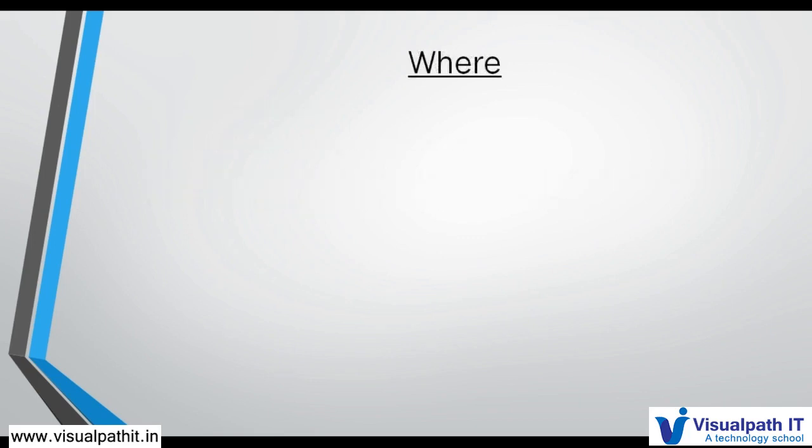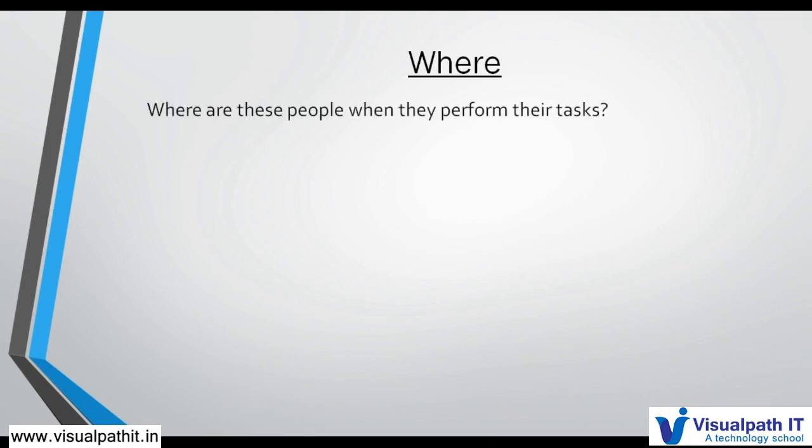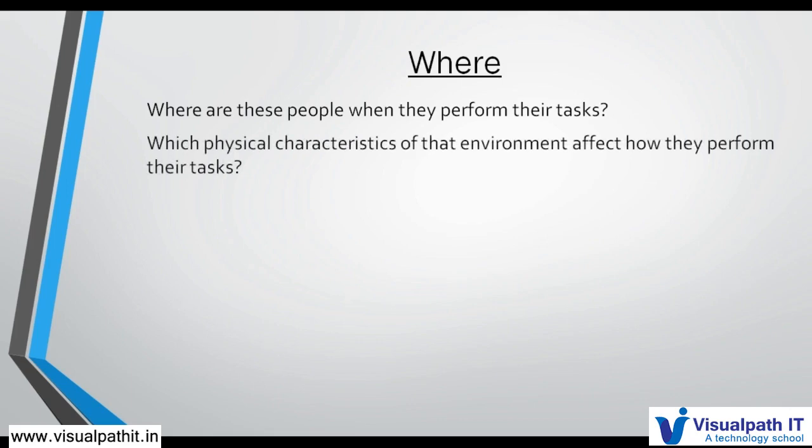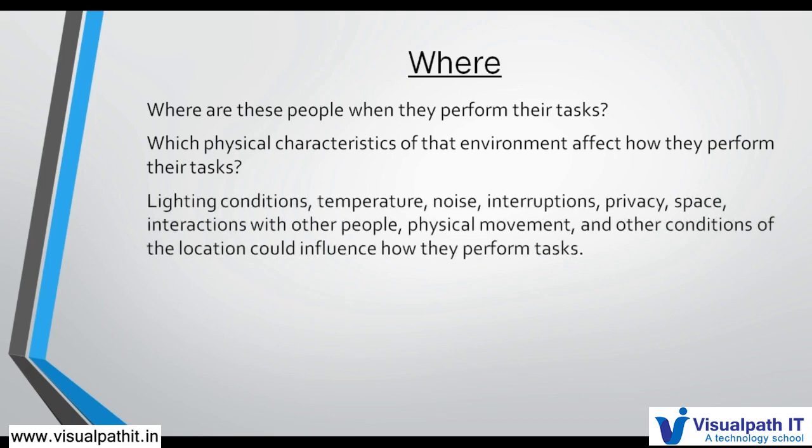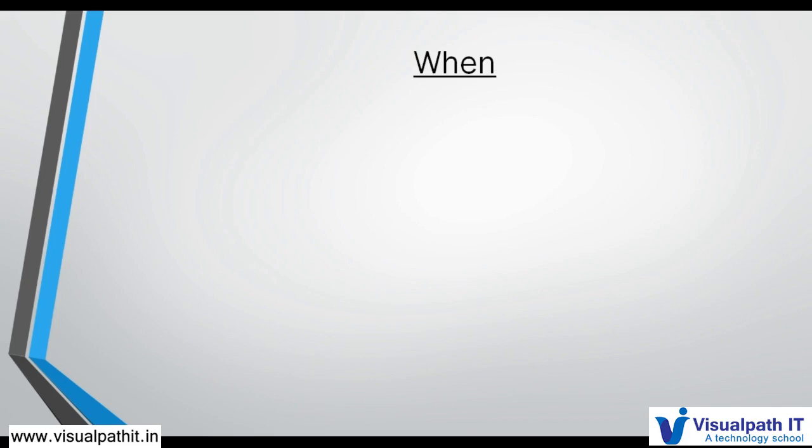And next comes where. Where are these people when they perform the task? Which physical characteristics of the environment affect how they perform the task? Lighting, temperature, noise, interruption, privacy, space, interaction with other people, physical movement and other conditions of the location could influence how they perform tasks.